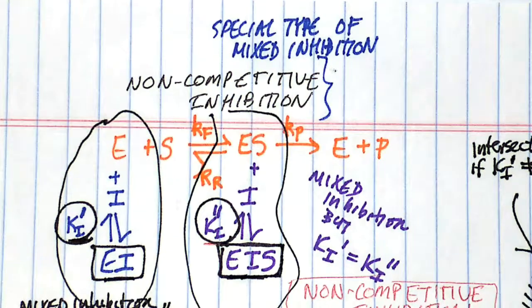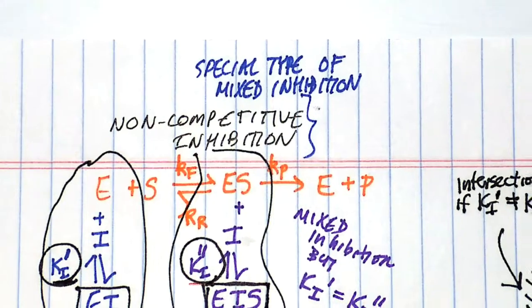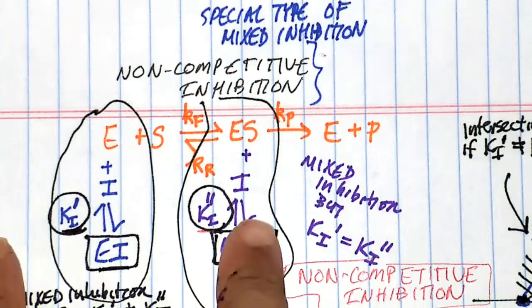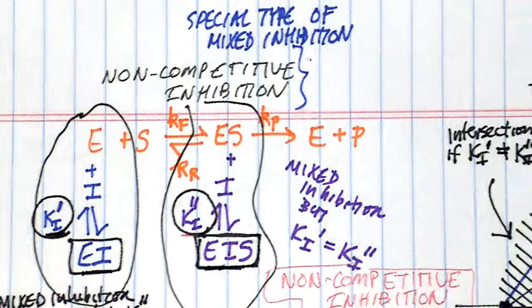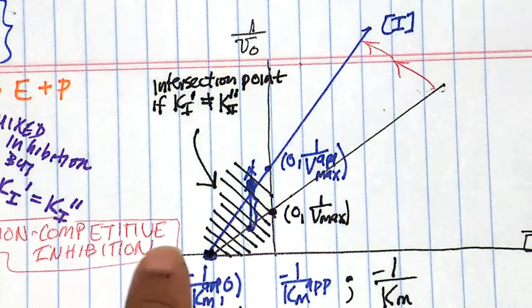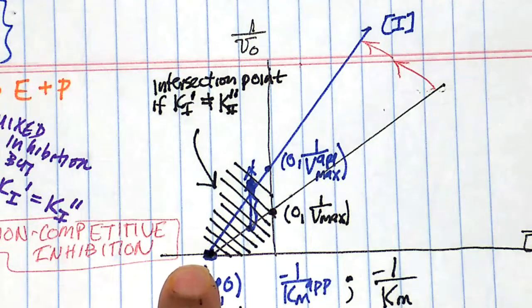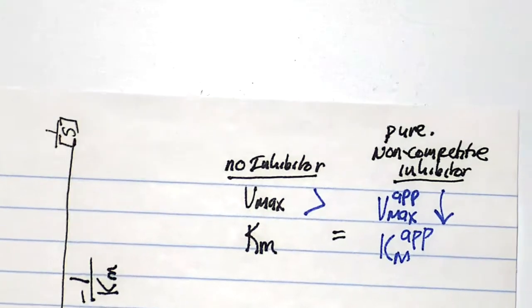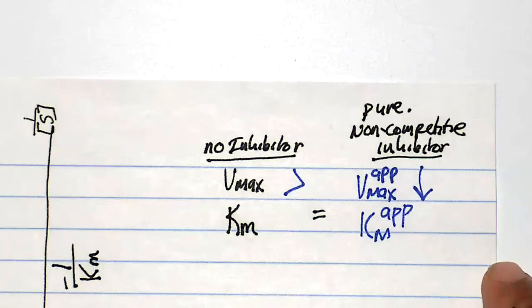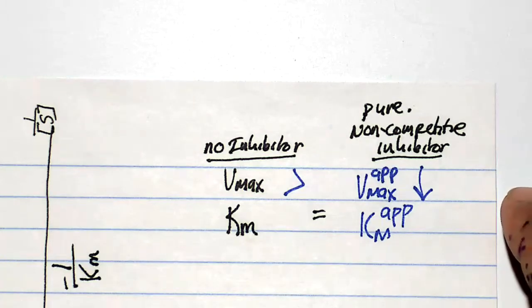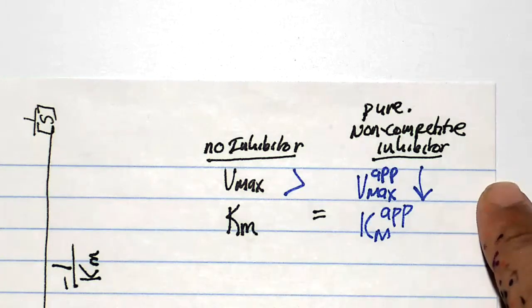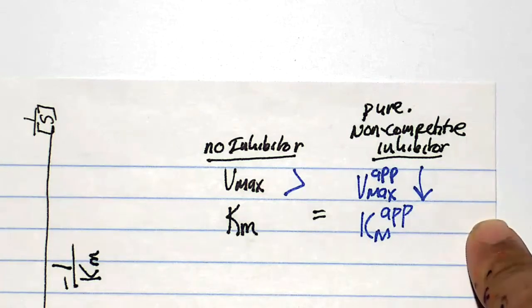Non-competitive inhibition is a special type of mixed inhibition where we equate these two dissociation constants. When we do that, we have a situation where we have a common x-intercept. Our Lineweaver-Burk plot gets shifted counterclockwise as it does in all types of inhibition. And in a mixed inhibition or a pure non-competitive inhibition where Ki is equal to Ki prime, the apparent Vmax goes down, apparent Km goes down.